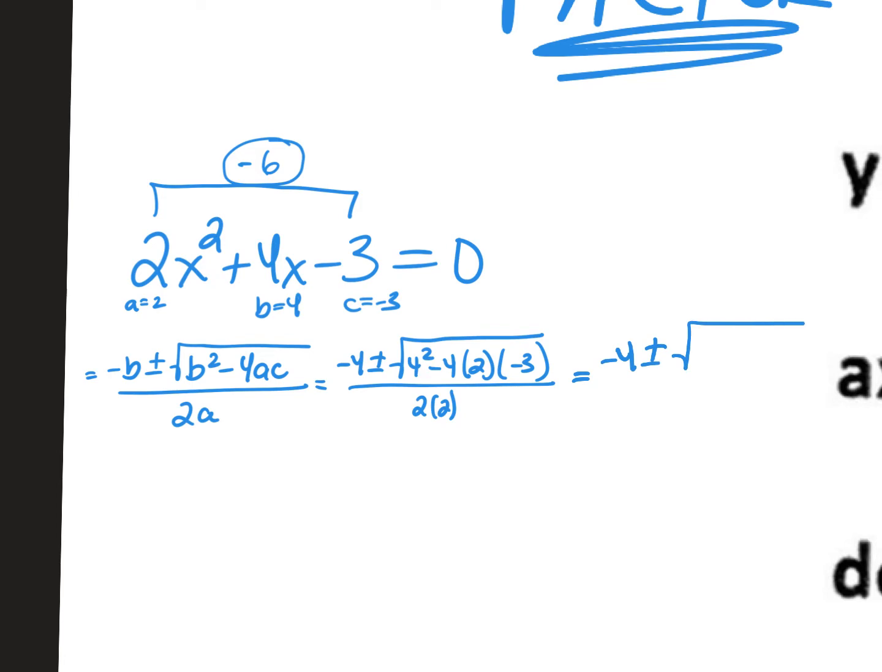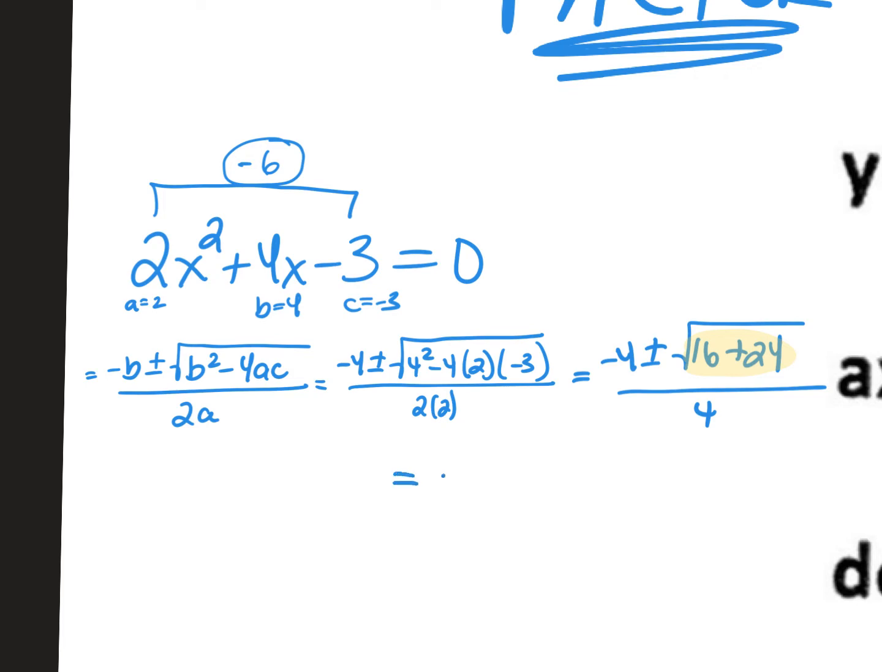What is 4 squared? 16. And then what's negative 4 times 2? Negative 8 times negative 3. Positive 24 divided by 4. How do I know at this point right now that I do have x-intercepts? Because underneath the square root, good guys, is positive. If I had a negative right there, you could say, oh, no x-intercepts, because it's going to be imaginary. But I do have x-intercepts. Are they going to be real pretty? No. But that's okay, because I'm not asking you to graph.